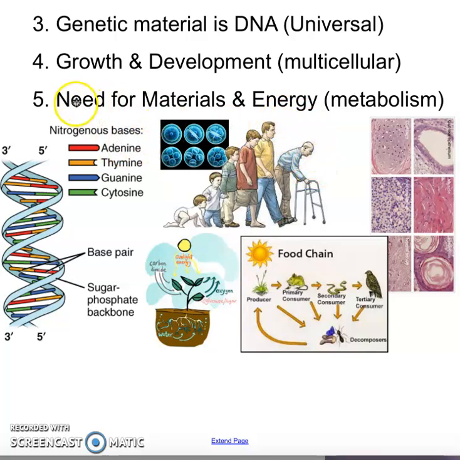Okay, another characteristic is you need materials and energy. Basically, you do metabolism. So you need materials like food. You eat food, food breaks down into molecules, you use those molecules to generate energy, also known as ATP. We call that metabolism. Okay, so yeah.